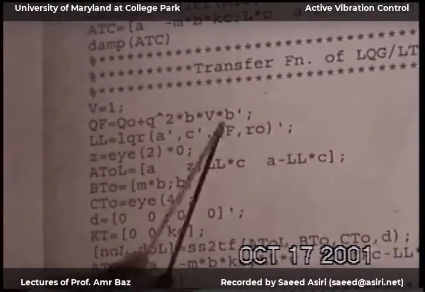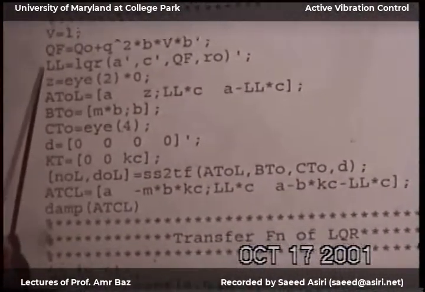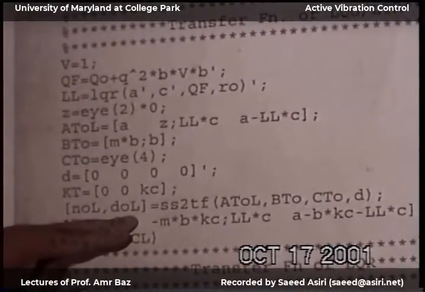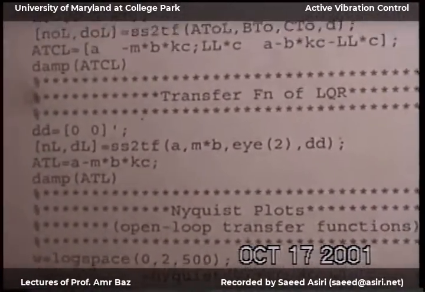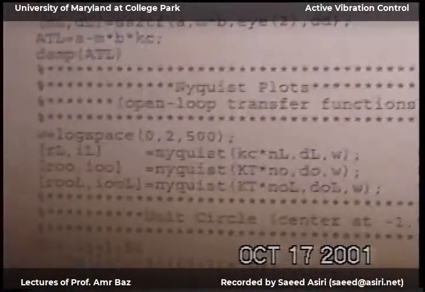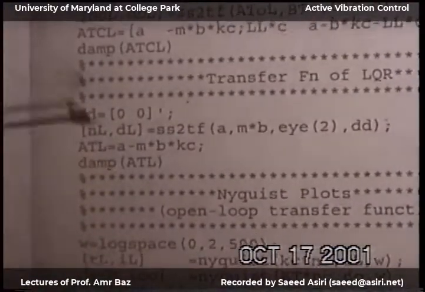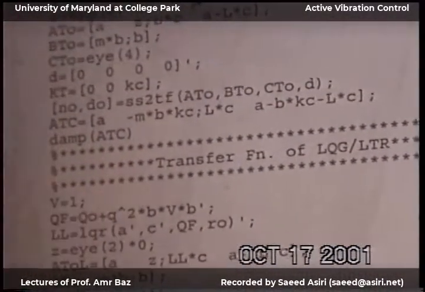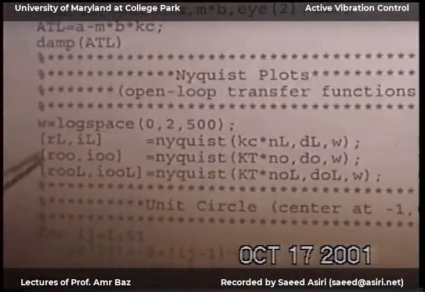For this Q variation, we have QF here, the R, A prime, C prime, so we can get the gain of the system. And then, as we've done before, I can get the numerator and the denominator, and then I can plot the Nyquist plot. The same for the LQG that you've done in the homework, and the LQR. So I use the command state space to transfer function. And then once I have the numerator and the denominator, and I want to plot the Nyquist, I multiply it times the gain, and then plot the Nyquist plot.